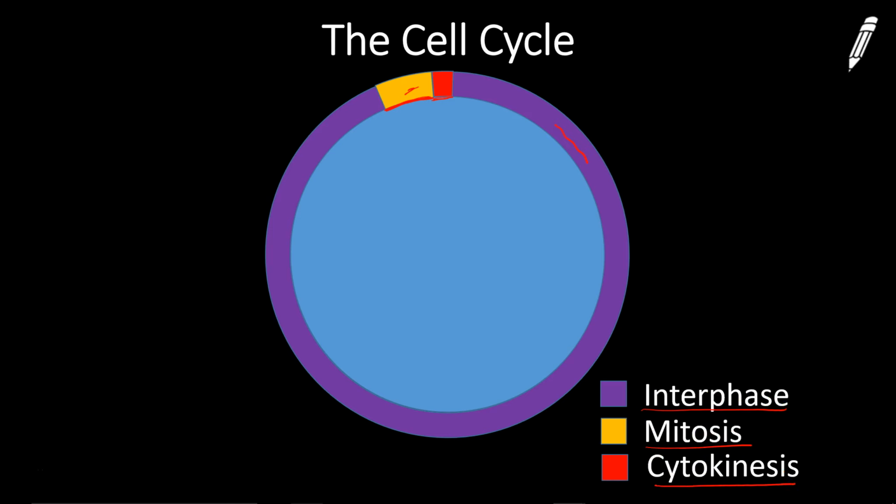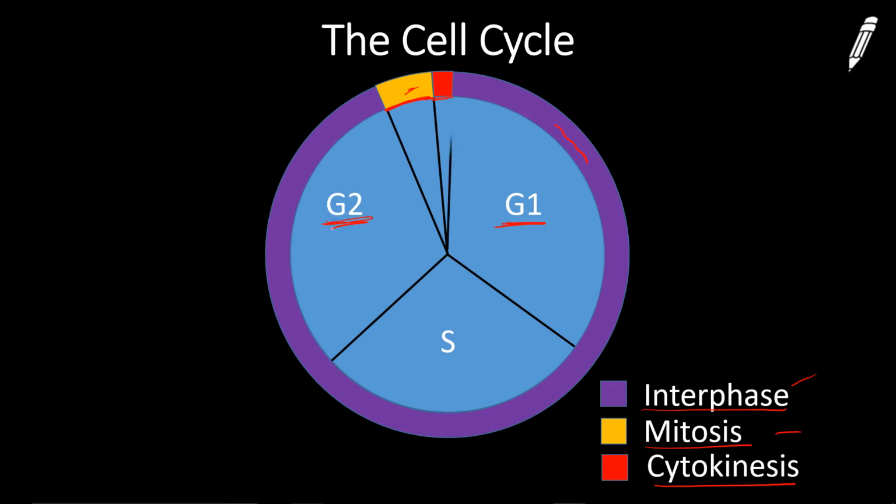Now, each one of these have different events that occur within them, and I'm going to show you what those are right now. So interphase has three parts to it. The first part is called G1. The next part is called S, and the last part is called G2. That's all that we're going to focus on for the rest of today is G1, S, and G2. The different events that take place in mitosis and cytokinesis we'll cover at a later time. Today is just interphase. And how many parts are there to interphase? There's three. G1, S, G2.